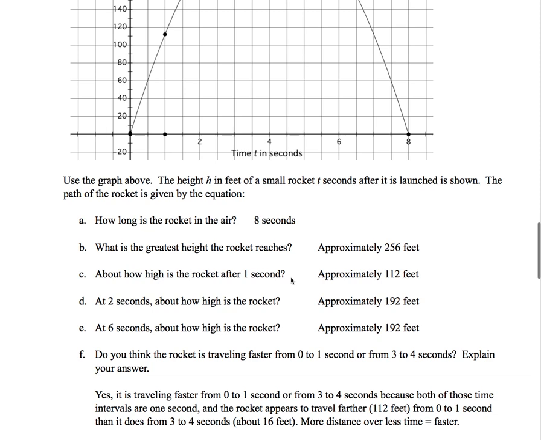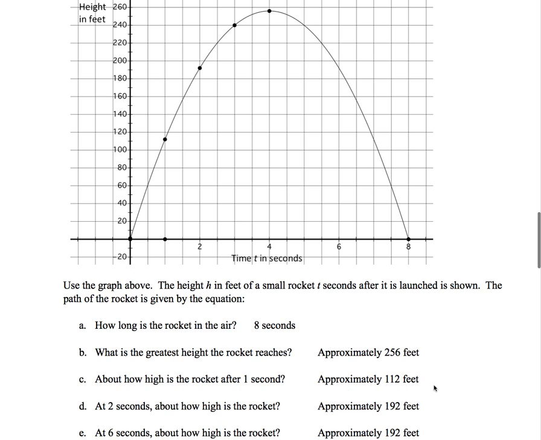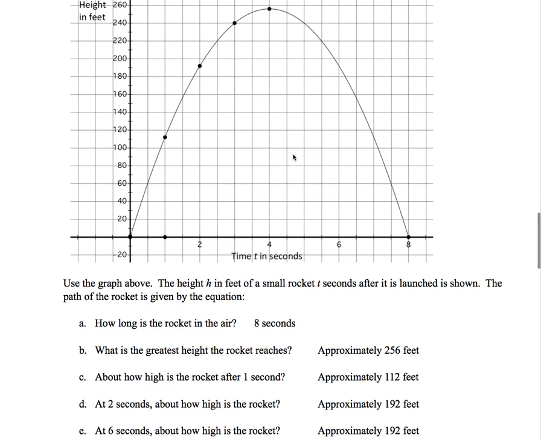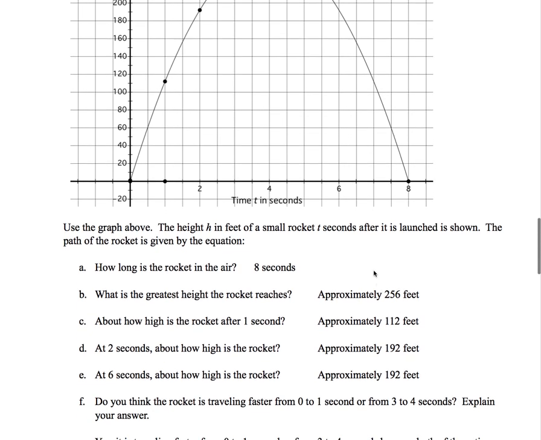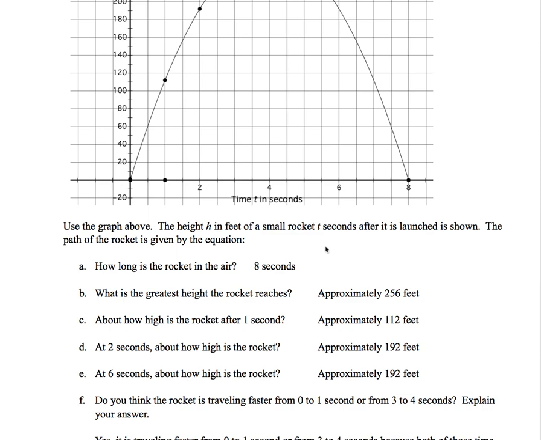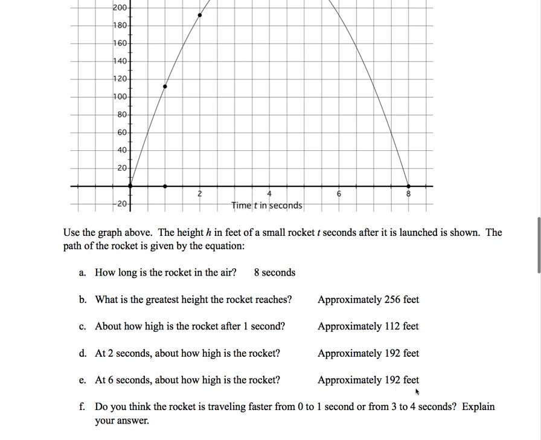About how high is it after 1 second? Well, after 1 second, we see that it's over 110, not as much as 120, and I'm approximating that to be 112 feet. At 2 seconds, how high is the rocket? Well, it's over 190, but not 200, and I'm approximating that to be 192 feet. At 6 seconds, how high is the rocket? Well, at 6 seconds, it looks like it's exactly as high as it was at 2, so that's 192 feet.